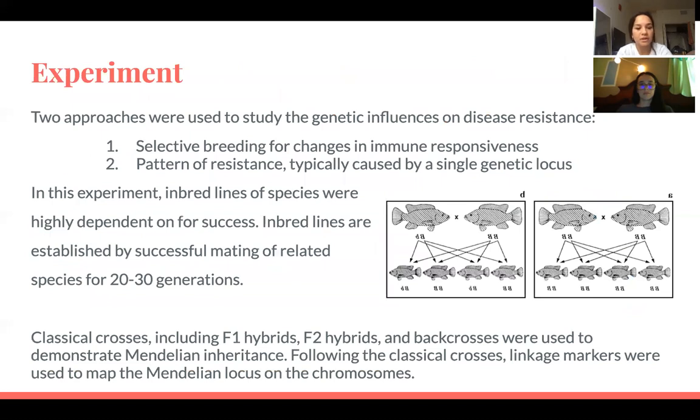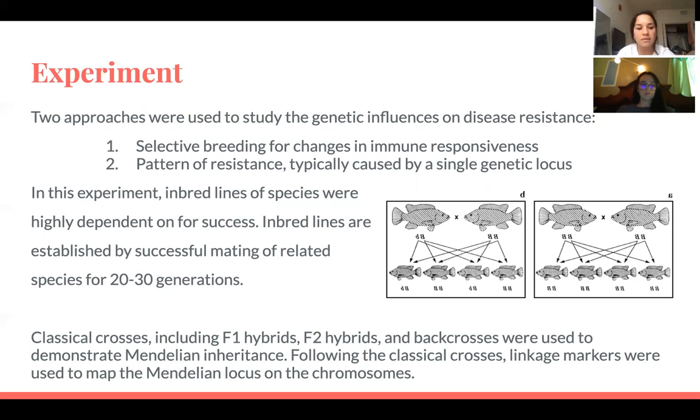So the experiment portion of the paper included two approaches to study the genetic influences of genetic resistance. One being selective breeding for changes in immune responsiveness, and another one being a pattern of resistance. Selective breeding was used especially when disease resistance is expected to be under polygenetic control. It focuses on families that were homozygous and only for those genes determining the immune response under selection.